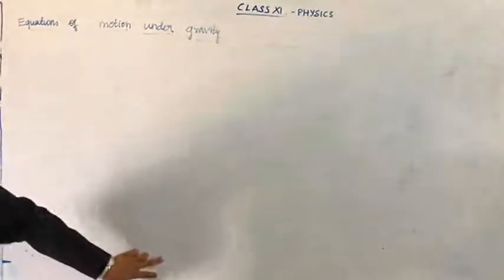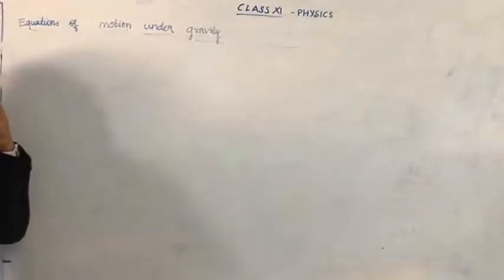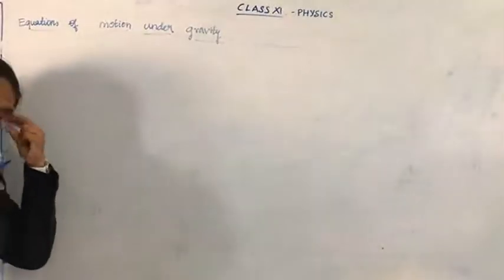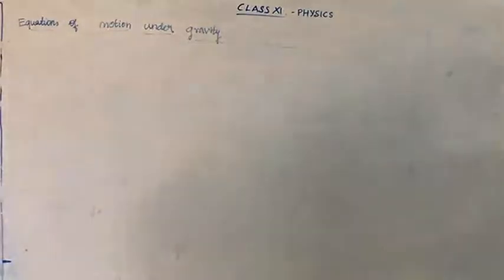Now we have found the equations of motion. We have found the kinetic equations. Now we are going to derive those equations for gravity. If a body is in gravity, or a body is falling from a height, what happens? What is the gravitational pull? Let us see.